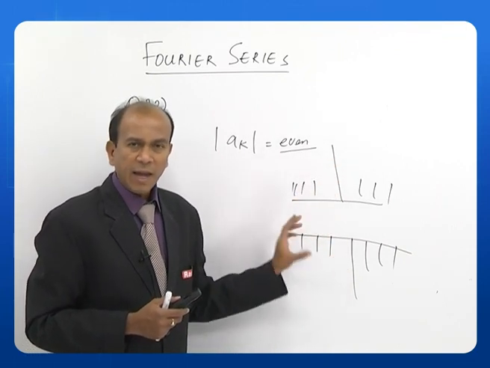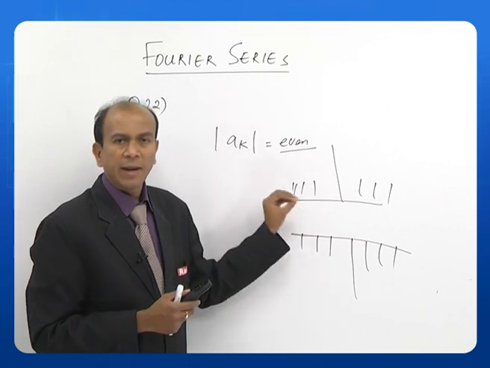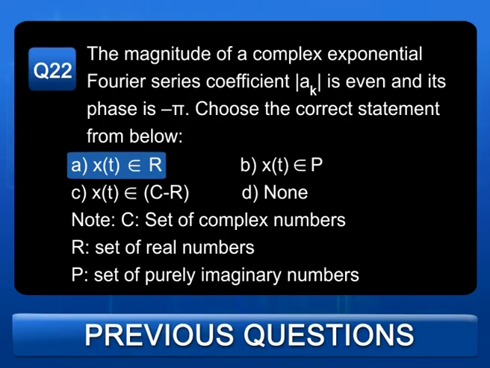So, x of t is an element of real R. So, the answer is A. x of t here is a part of the real numbers. So the answer is A, that is, x of t is an element of R. This also has been asked a little earlier in your GATE exams.